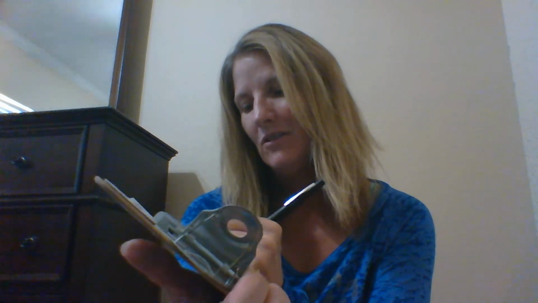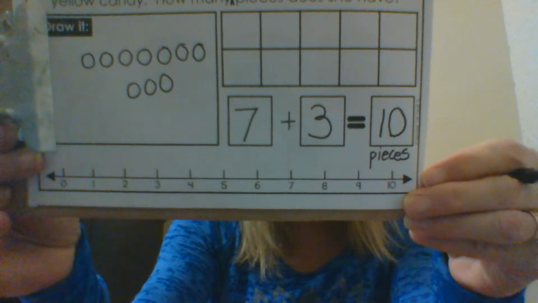Oh, Mrs. Gibbs has been forgetting to write her labels. Right, I'm sorry. 10 pieces of candy. Did you catch me on that? Did you say, Mrs. Gibbs, you forgot something, and I didn't hear you? I'm sorry. All right, you are doing so awesome.